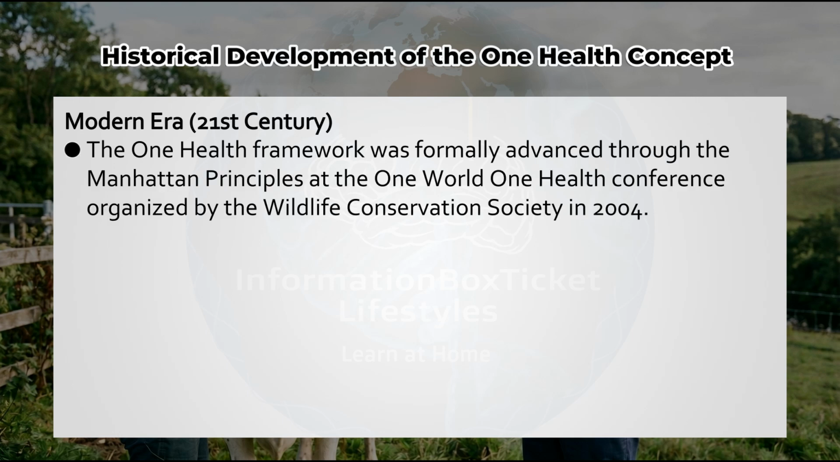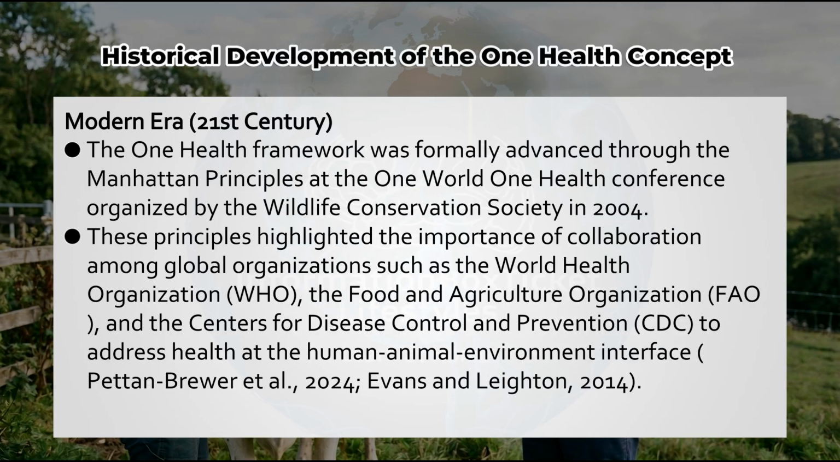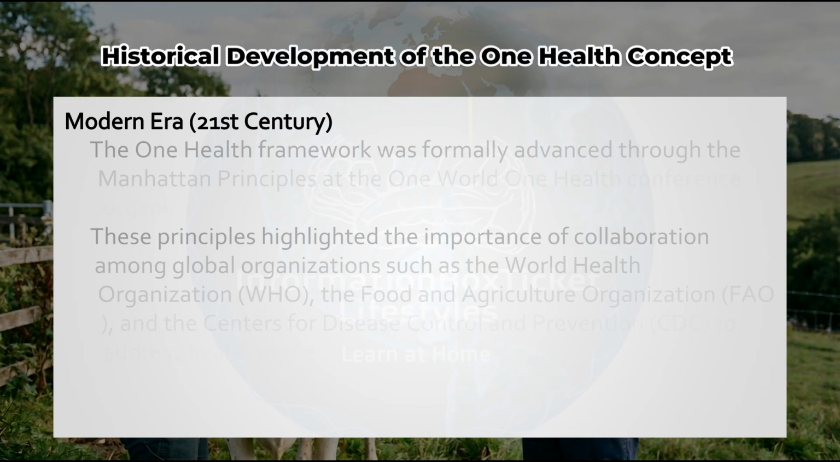The One Health framework was formally advanced through the Manhattan Principles at the One World, One Health Conference, organized by the Wildlife Conservation Society in 2004. These principles highlighted the importance of collaboration among global organizations, such as the World Health Organization, WHO, the Food and Agriculture Organization, FAO, and the Centers for Disease Control and Prevention, CDC, to address health at the human-animal-environment interface.